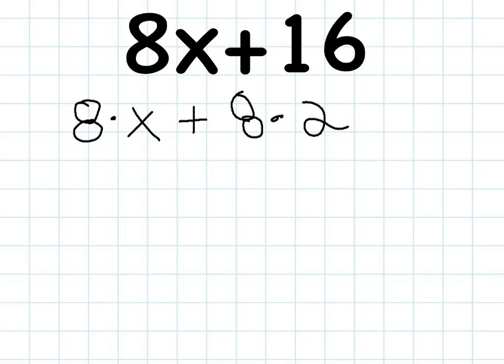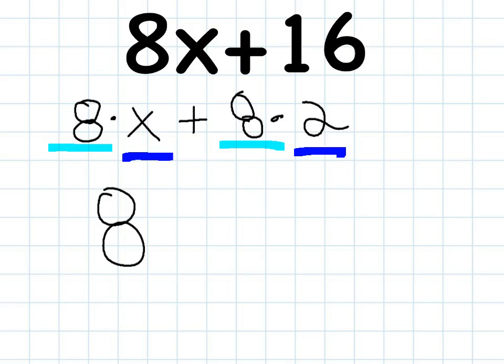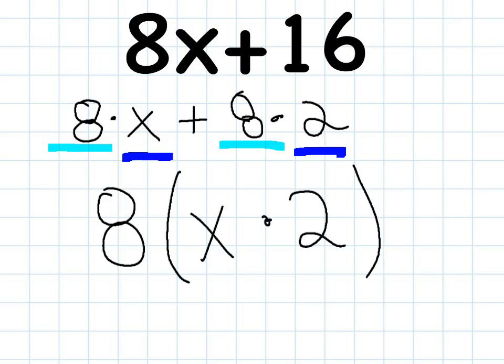And then you want to find the common numbers in these, and right now that is 8. So that is going to be outside the parentheses of our problem. And then we are going to take the other numbers and put them inside the parenthesis. X plus, plus, not times. Don't get confused like me. And then to check your work, you're going to do 8 times x and 8 times 2. And if that gives you 8x plus 16, then you've got the problem right.